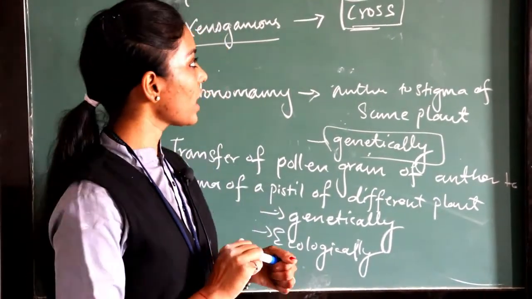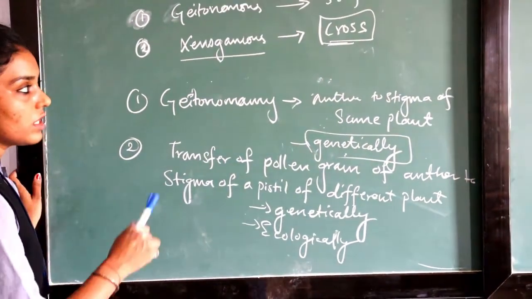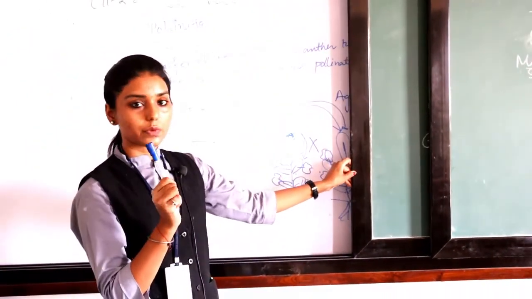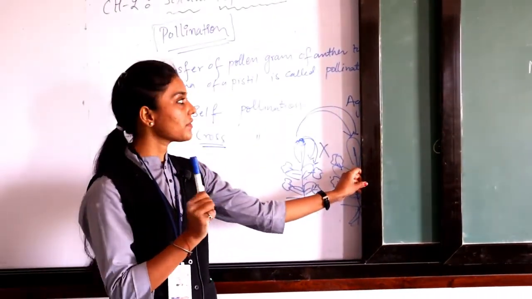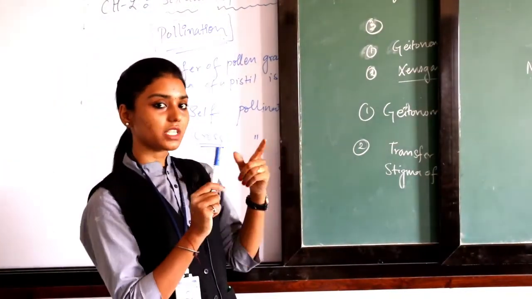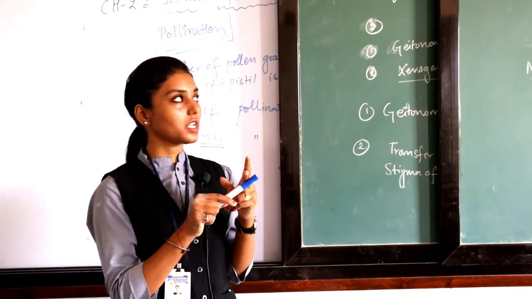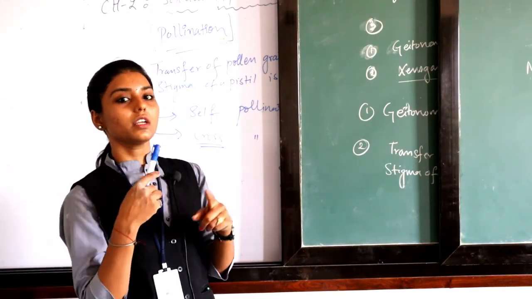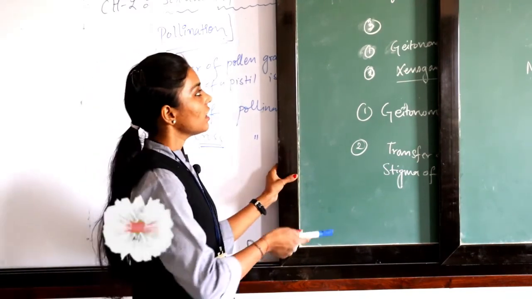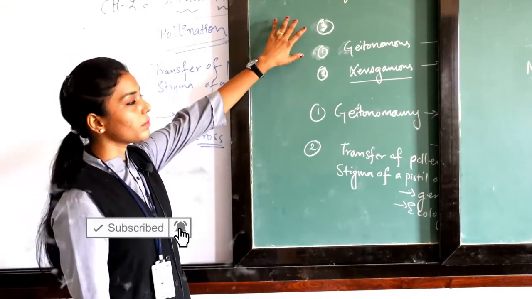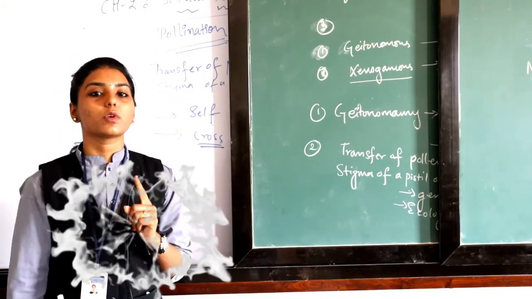I hope you have understood the things that I have told. Today mainly we have seen pollination, that was the main topic. We have seen the types, self pollination and cross pollination, and the types of pollination under self and cross pollination. The other type that we are going to discuss tomorrow is also a part of self pollination.